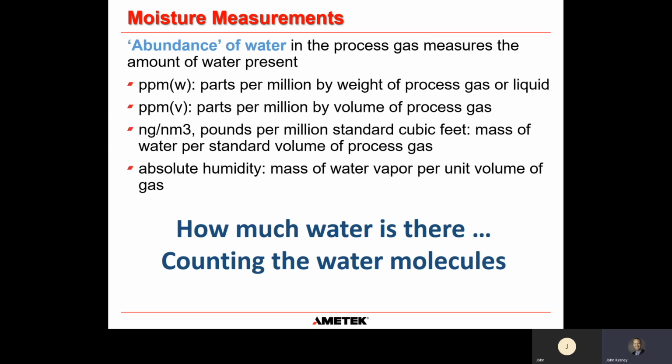And the common terms, just to reiterate, are parts per million by weight, which is typically used in liquids but also can be used in gases. A very common measurement for gases, however, is parts per million by volume. Many industries use that as the language in which they speak when they talk about moisture content. And then, as I mentioned earlier, some industries have special terminology, like natural gas with grams per cubic meter or pounds per million standard cubic feet. And then there are other absolute humidity measurements.